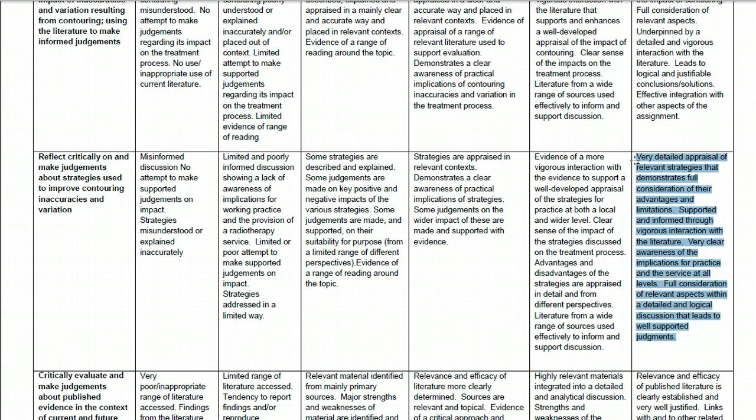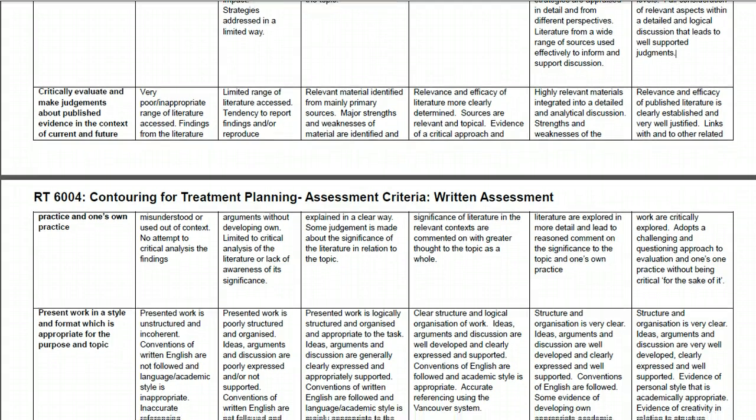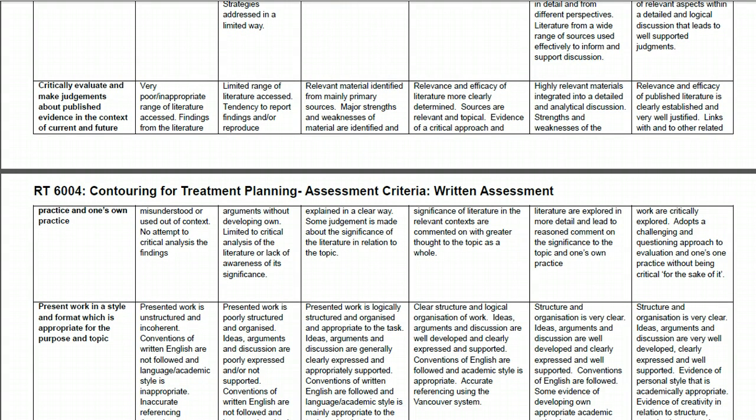Again, supported through a wide range of the literature, and then also a very clear awareness of the implications for practice and the service at all levels for implementing these strategies, and full consideration of relevant aspects within a detailed and logical discussion that leads to well supported judgments. So it's looking at the whole project or the assignment as a whole and having this full consideration of what I'm looking for. Moving on to the next criteria for marking.